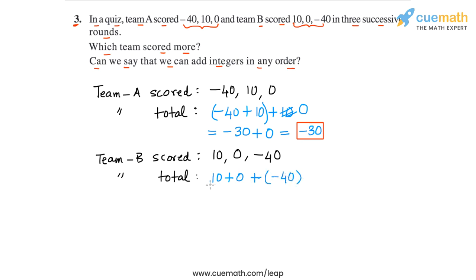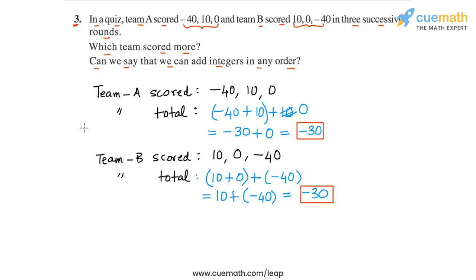So let's sum 10 and 0 first. Let's calculate 10 plus 0, which is simply equal to 10. So we get 10 plus minus 40, which is 10 minus 40, or minus 30 once again. So the total score of team B is also equal to minus 30.